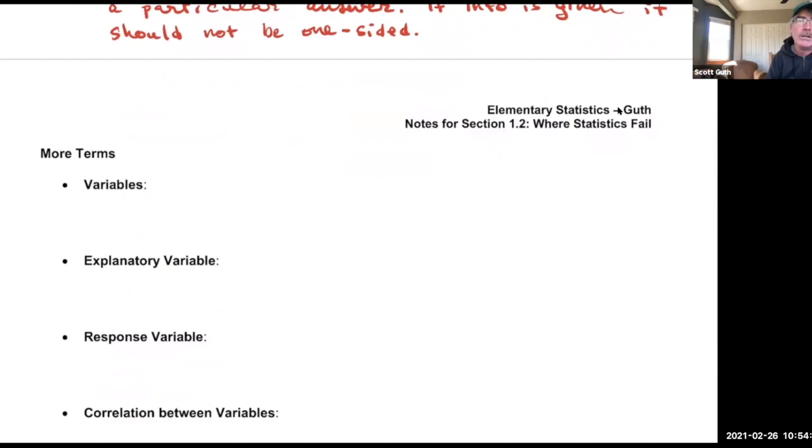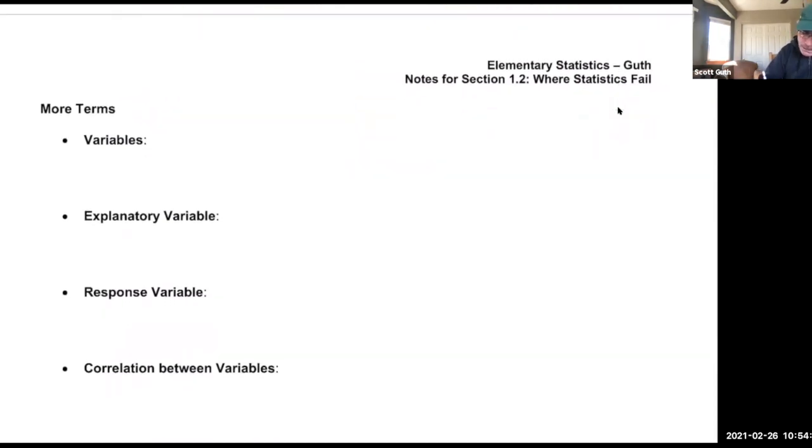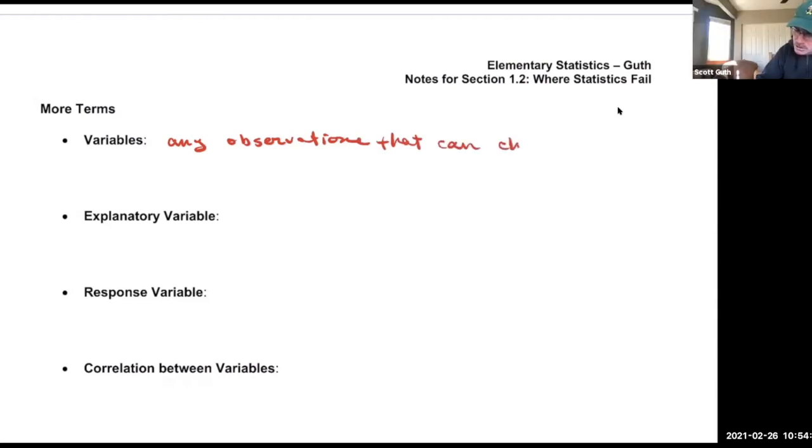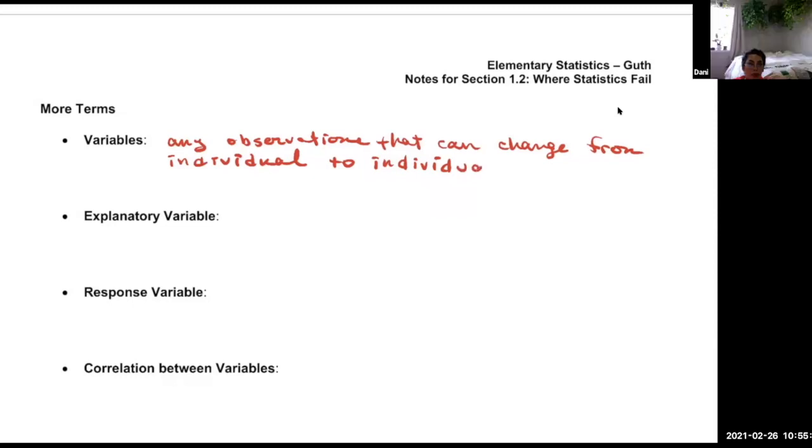Okay, let's go on. We've got some more terms here. Variables. This is any observations that can change from individual to individual. I didn't want to say can vary, but that's what I mean. And I'm not saying person to person because I don't know that these are people. They could be rocks as far as I know. Okay.